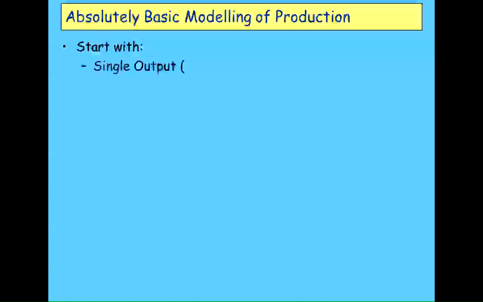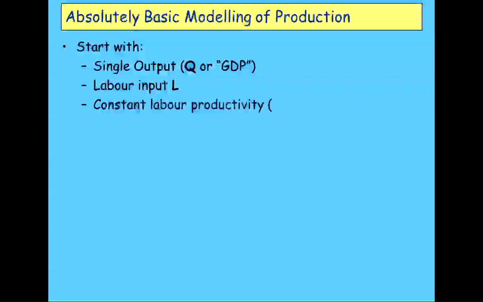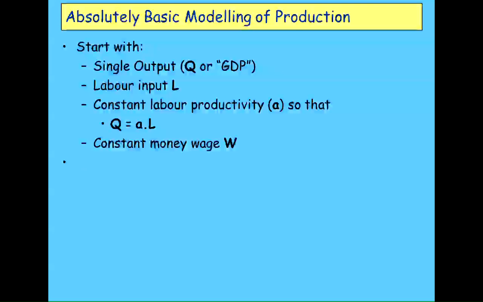So you start with a basic argument that there's a single output, Q or GDP, and labour is the input that produces it. And I've got constant labour productivity. Again, I'm ignoring at this stage growth in labour productivity over time. So with this simple equation, the quantity produced is the productivity per worker times how many workers you've got hired. Quite simple. And I've got a constant money wage as well. Again, I'll change that in this lecture.